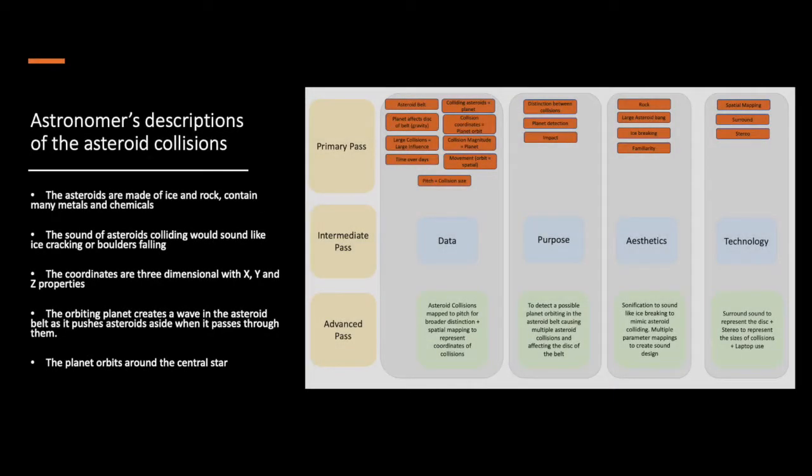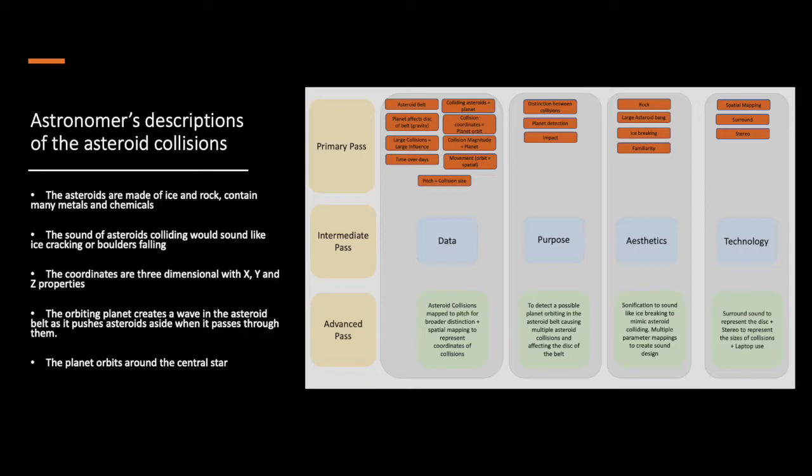An interview was conducted with AB, and she was asked about the data and its parameters. Grounded theory was used to analyze the information gathered from the interview. Keywords related to descriptions of the data emerged. AB described the asteroids as being made of ice and rock. She described the sound of colliding asteroids as ice cracking or boulders falling.